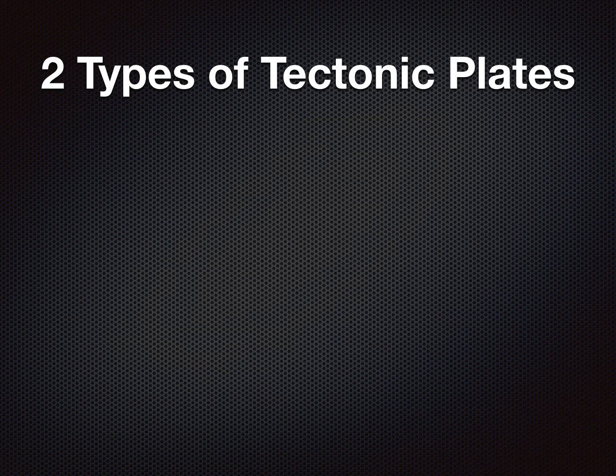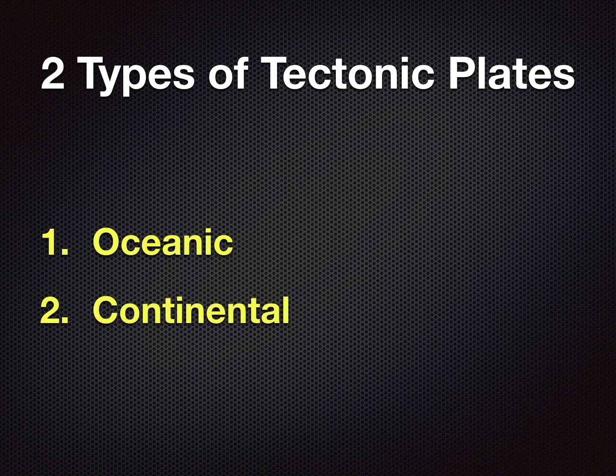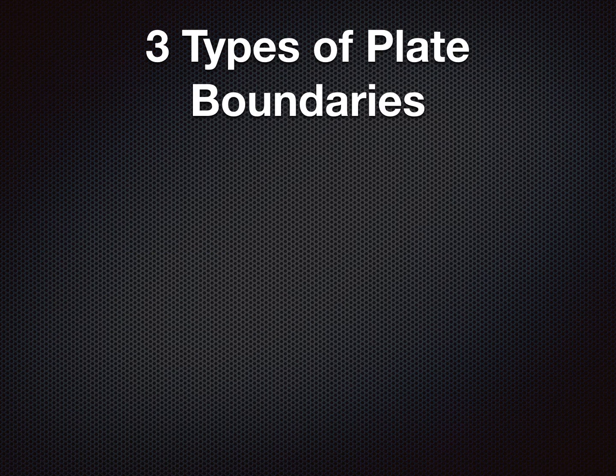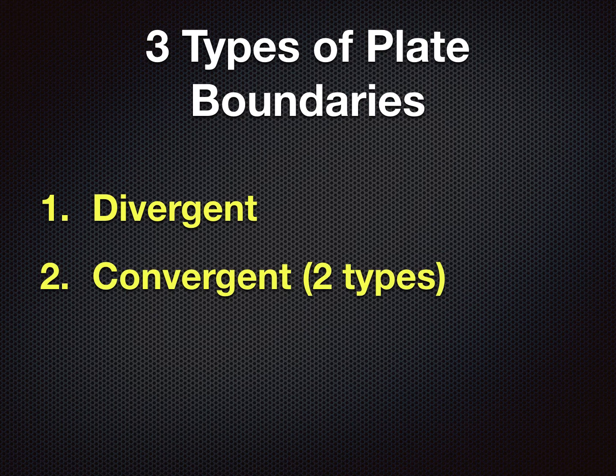You have to write down there are two types of tectonic plates. The first one is oceanic, obviously found in the ocean or mainly under the ocean, and the second of which is continental, found mostly on land or on a continent. Next thing you have to write down is the three types of plate boundaries. First one is divergent. Second is convergent. There's two types of convergent. We'll talk more about that in a minute. And the third one is transform.